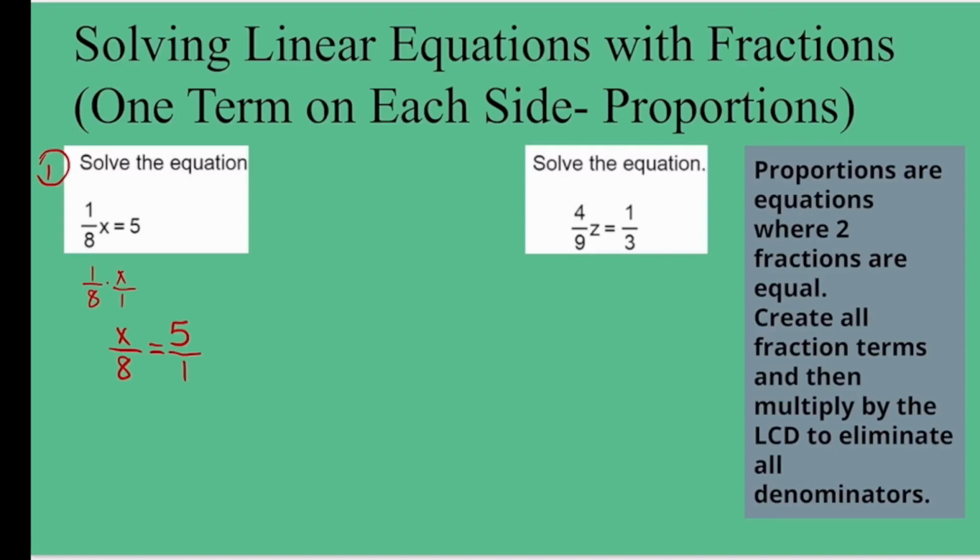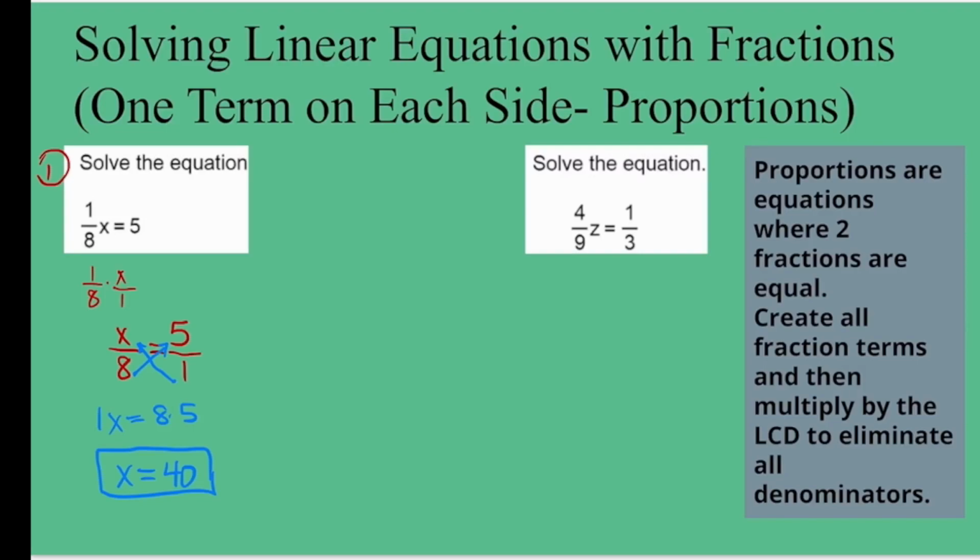Some teachers will teach you to cross multiply, where you take the denominator of one fraction and you multiply it across. Denominator of the other fraction, multiply it across. So you get 1x equals 8 times 5, so x equals 40. That's a trick for cross multiplying that a lot of students like and memorize.